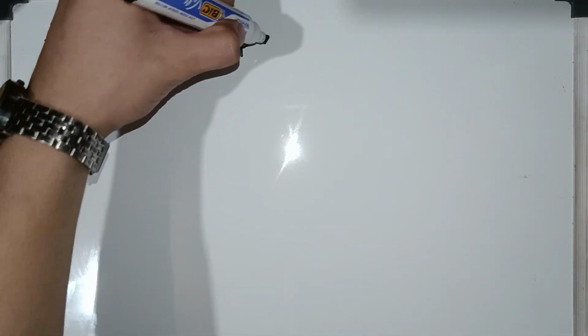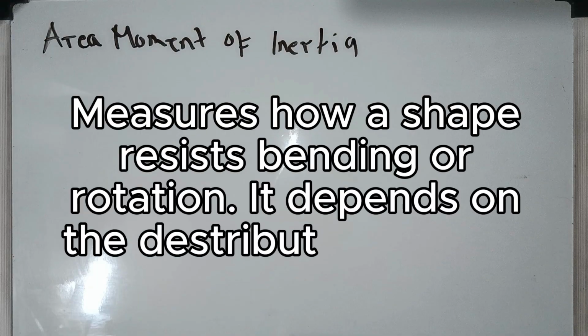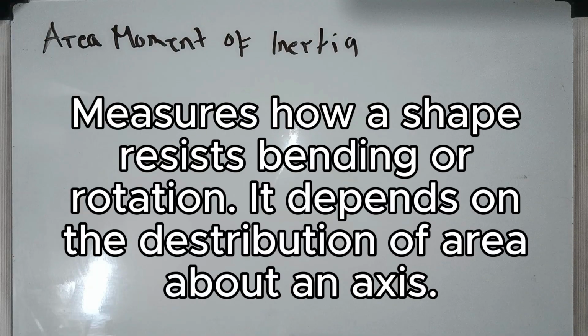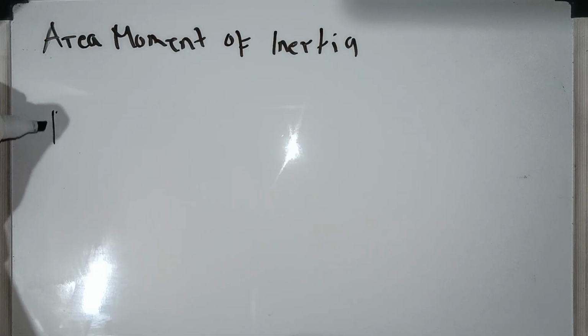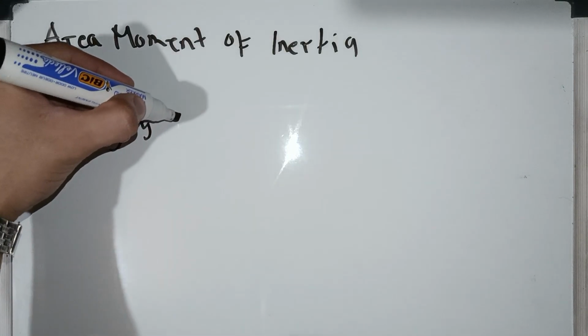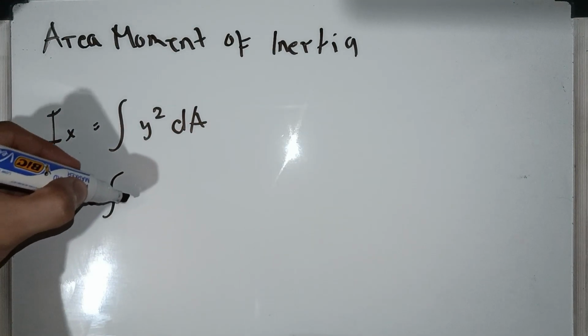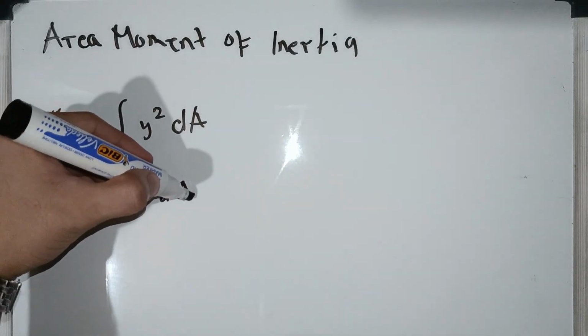Now let's proceed to our third topic, which is the area moment of inertia, or the second moment of area. The area moment of inertia measures how a shape resists bending or rotation. That depends on the distribution of area about an axis. So it is crucial in structural analysis in buildings and bridges. It is also used in beam deflections and to prevent buckling in columns. The formula for the inertia about the x-axis is equal to the integral of y squared multiplied by dA. For the inertia about the y-axis, it is equal to the integral of x squared multiplied by dA.